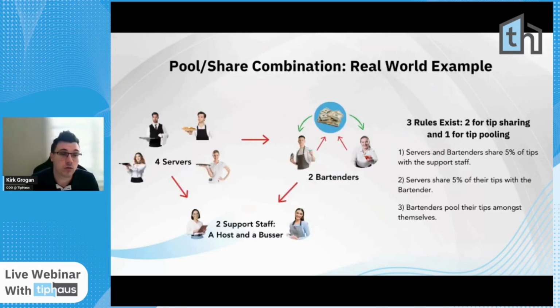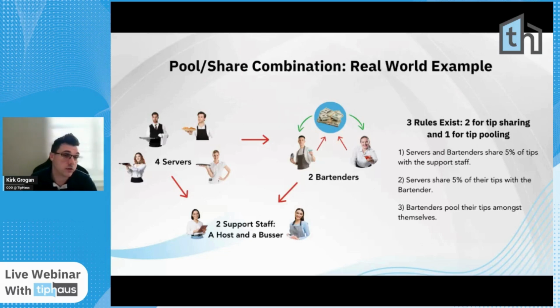Now in this rule, what we're going to be seeing is that 3 pieces of tip logic are overlaid on this restaurant and the service staff within it. Servers and bartenders are sharing 5% of their tips with the support staff. These are the individuals who are delighting the guests, seating them, getting those tables cleaned, making sure that everything is going smoothly so that your servers and bartenders can focus strictly on that guest satisfaction.